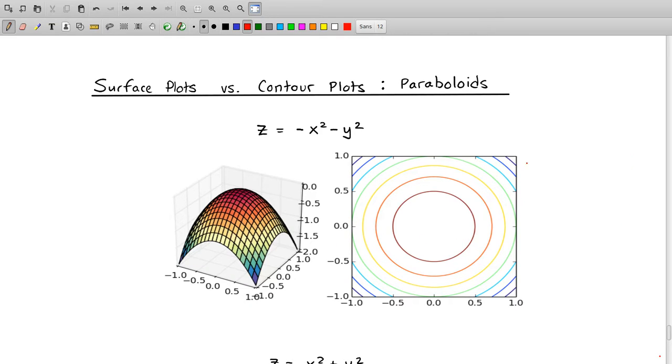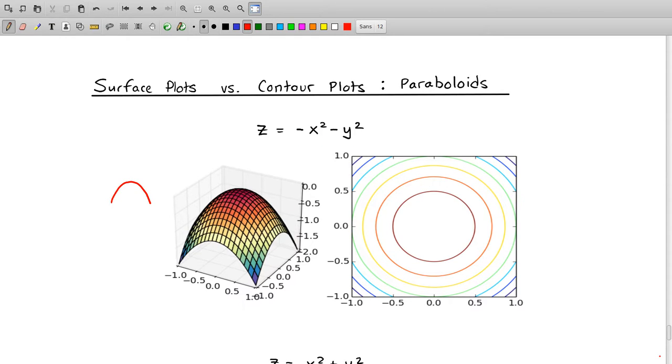All right, so here's our first paraboloid. It's a downward opening paraboloid, z equals minus x squared minus y squared. When you look at it from the side, it looks like a parabola, and it is circular. We've got this negative x squared plus y squared here, so it's not surprising that it's circular in nature.